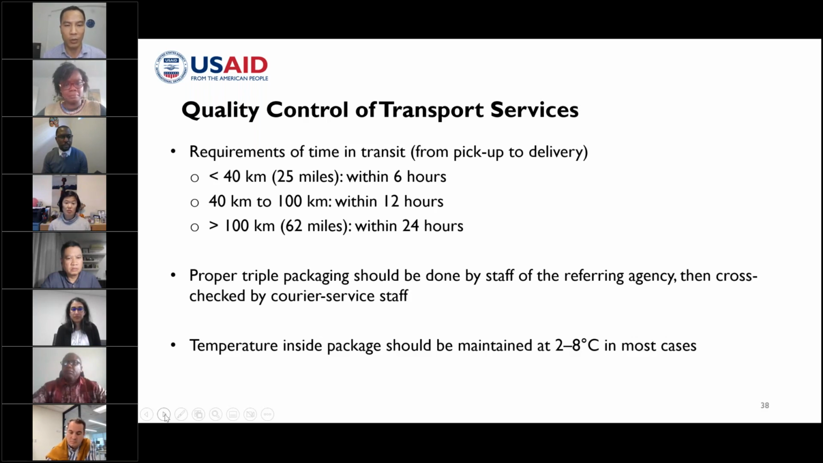And then also we make sure that the packaging is done properly by the staff of the referring agency, and also checked by the courier service staff. And of course, the temperature inside the packet is monitored, and it should be between 2 to 8 degrees in most cases. Next slide.